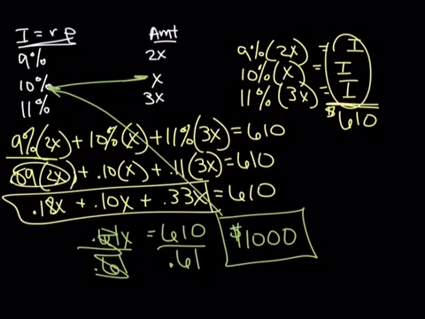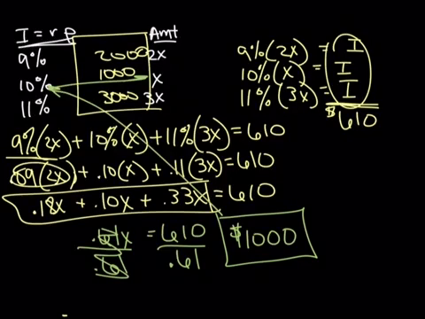So to find the amount I invested at 9%, I take 2 times x, 2 times 1,000, so that's 2,000, and at 11%, 3 times x, which is 1,000, 3 times 1,000, which is 3,000. So I get 2,000, 1,000, and 3,000. That's how much I invested at each percent.